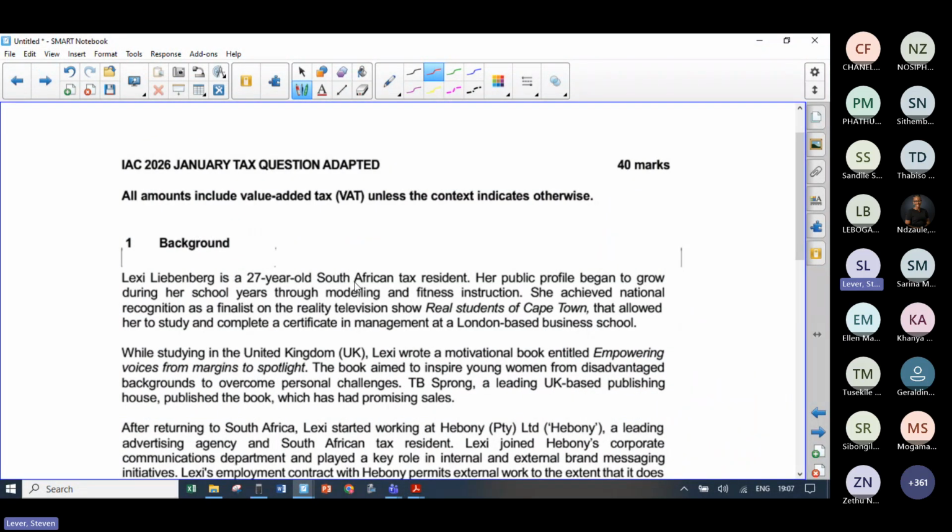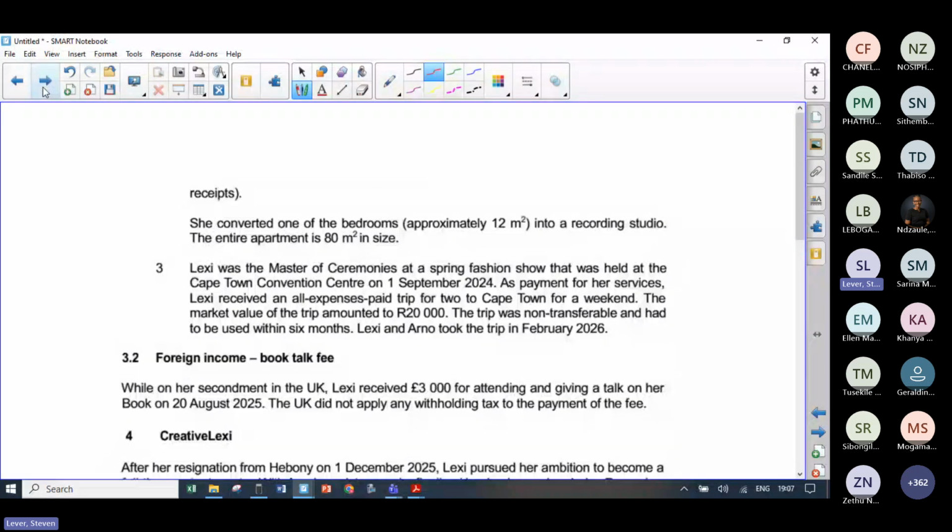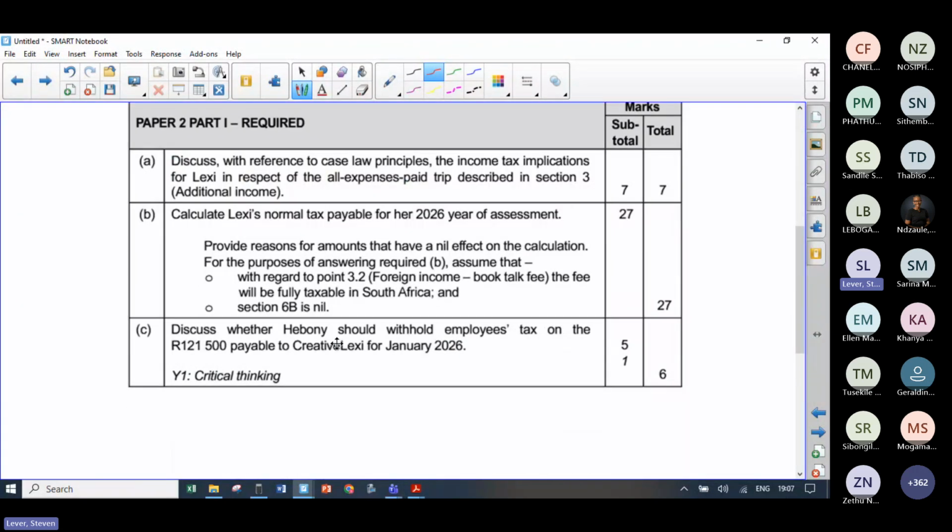So guys, this is the 2026 January tax question. So we're just going to go through it. I'm not going to do the third part of the question, which is in the required. It says, discuss whether Hebony should withhold employees tax on the 121,500 payable by Creative Lexi.